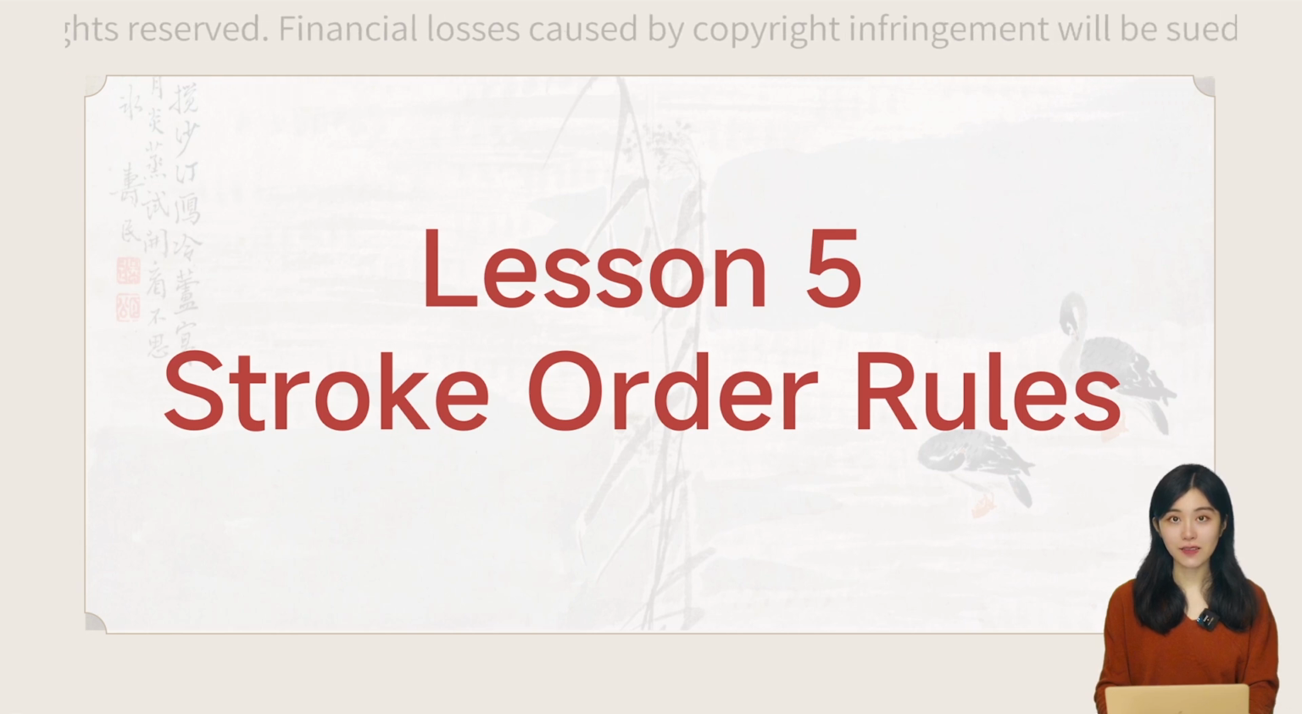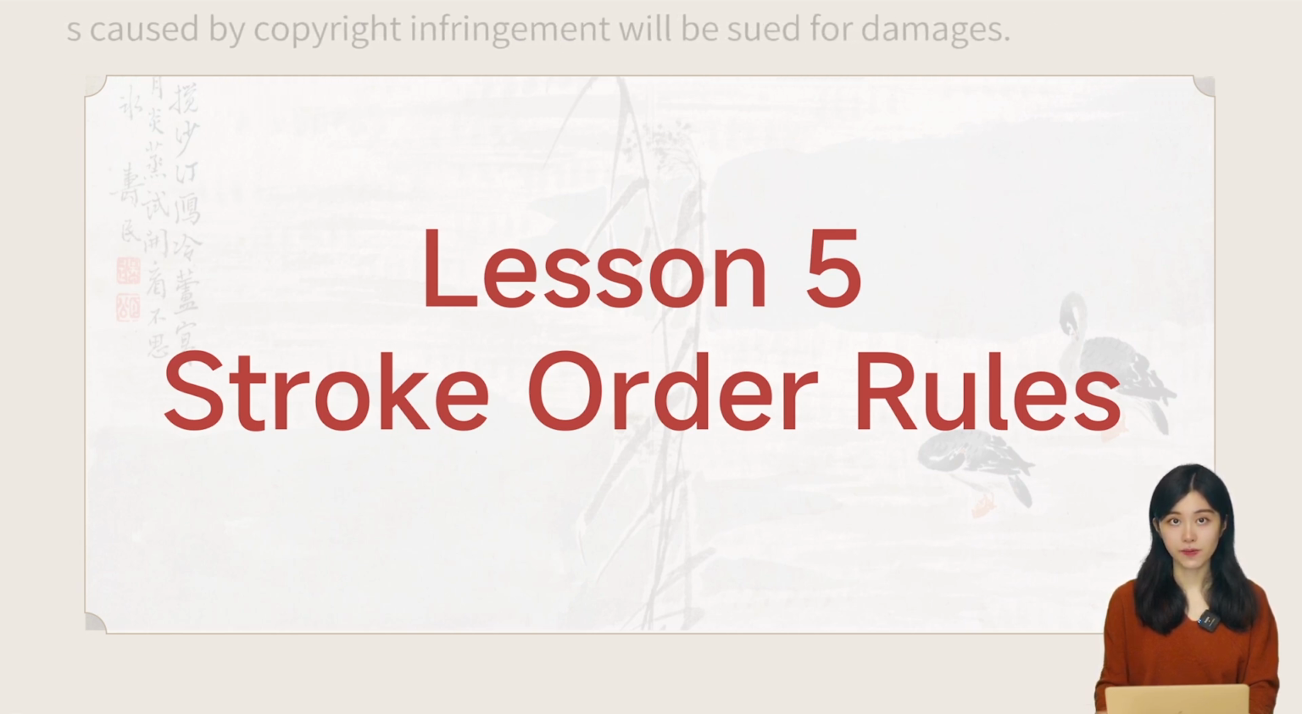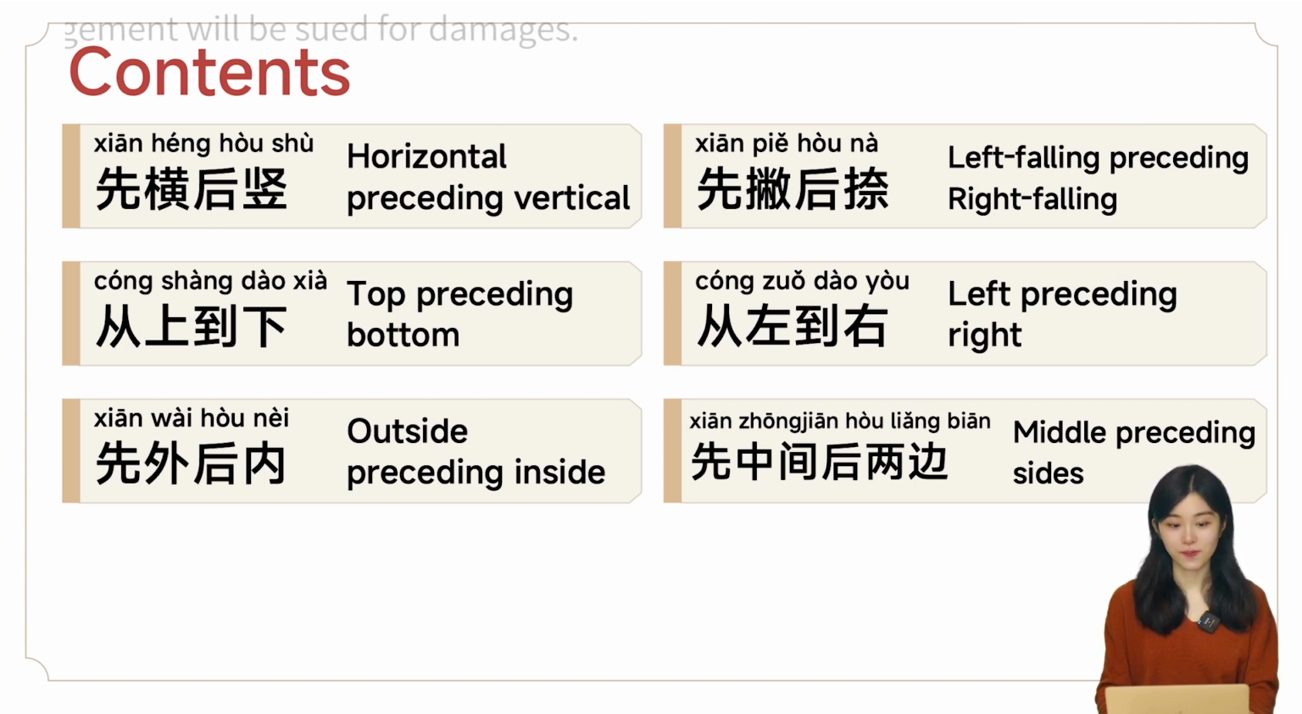Today we'll learn Lesson 5, Stroke Order Rules. There are 6 rules in this class. 先横后竖 Horizontal preceding vertical. 先撇后捺 Left falling preceding right falling. 从上到下 Top preceding bottom. 从左到右 Left preceding right. 先外后内 Outside preceding inside. 先中间后两边 Middle preceding sides. Follow these rules and you can write characters beautifully.